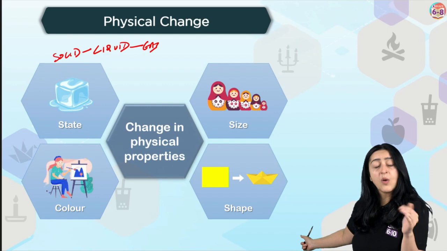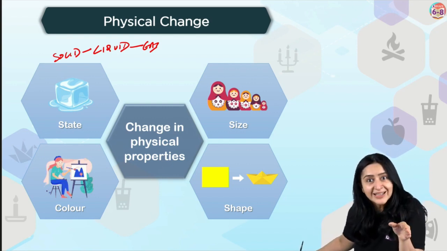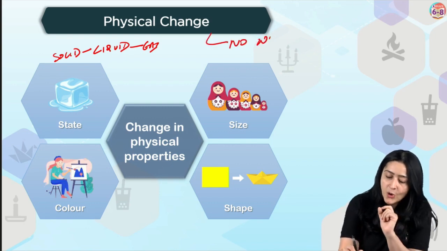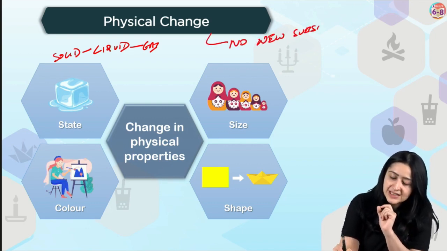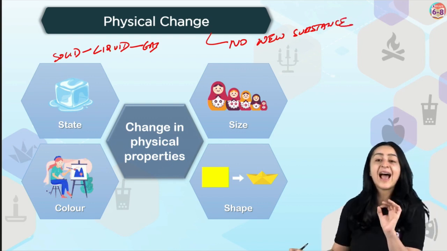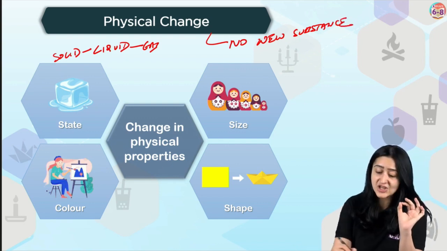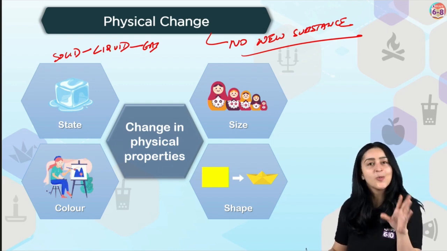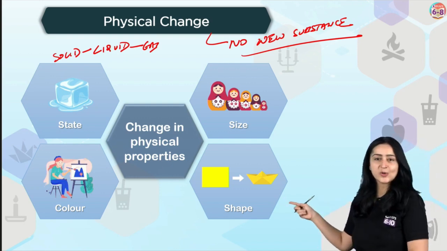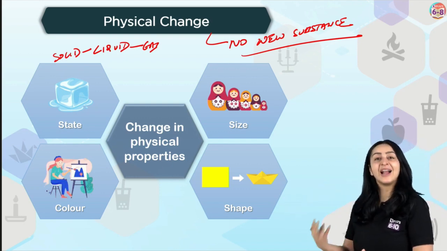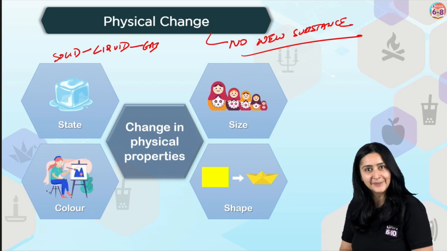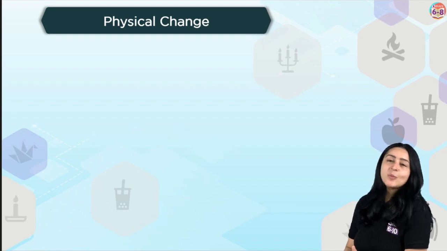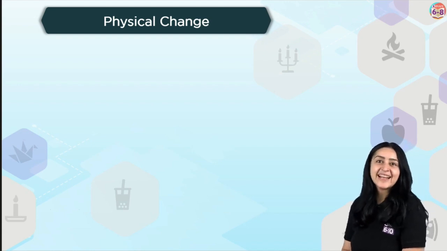Yes, maybe one or more of these could change, but what is the key thing over here? There is no new substance that is being formed as a result of this change, and this is very, very important to remember. Okay, so what we'll do now is we'll go into each of these changes and take examples so that we understand this a little bit more clearly. Okay, chalo. So let's talk about change of state. अब ये तो बहुत common है. I think we've already taken an example of this.